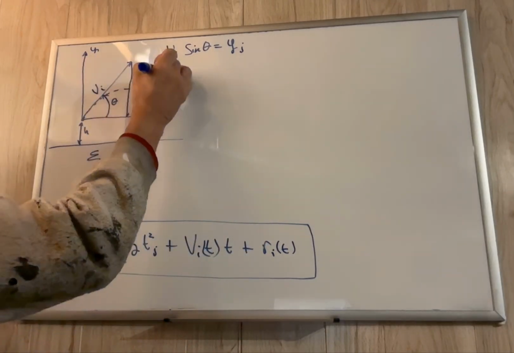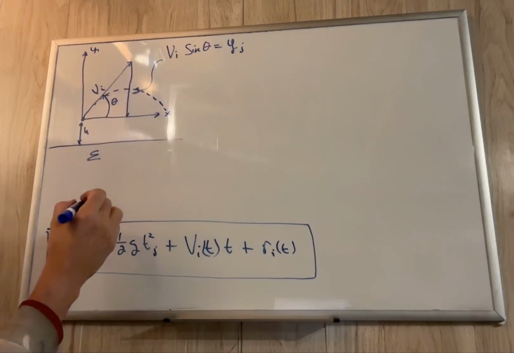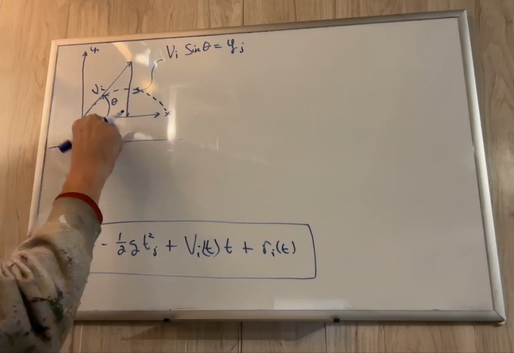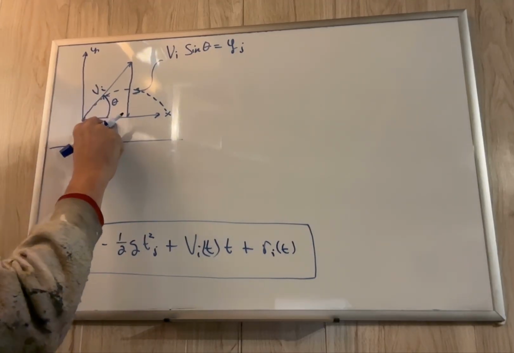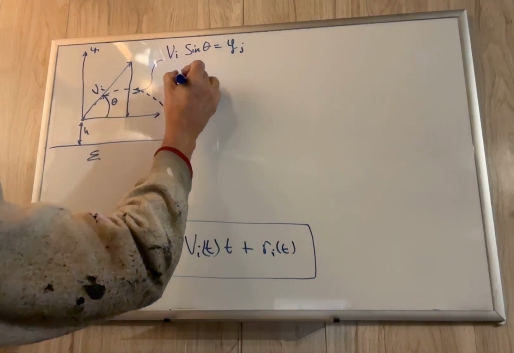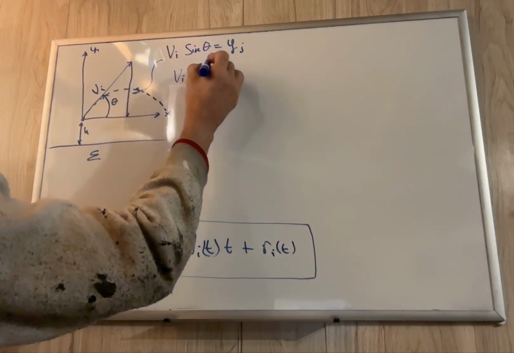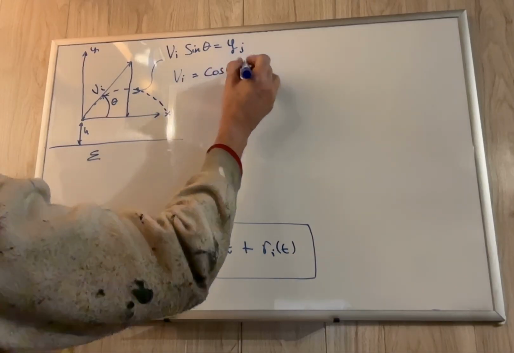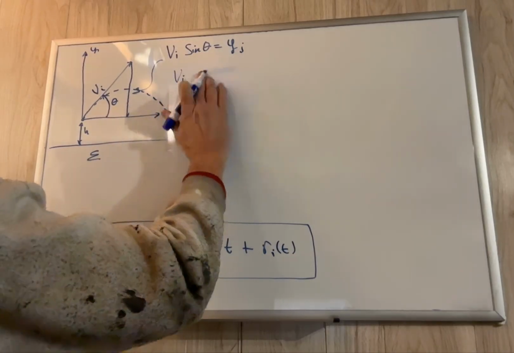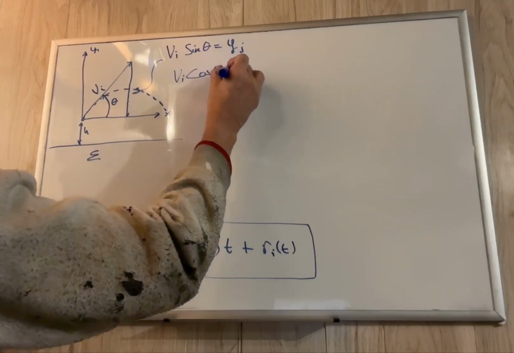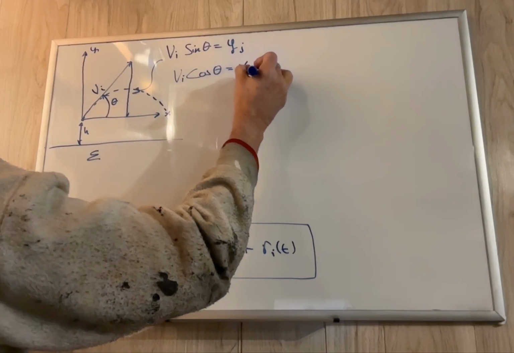It's probably easier if we use j, because then we won't get confused. So then we know our y velocity. Let's find our x velocity. Well, that would be what? Cosine would be what? Adjacent over hypotenuse. So velocity initial times the cosine of theta is going to be equal to the x direction, or i.